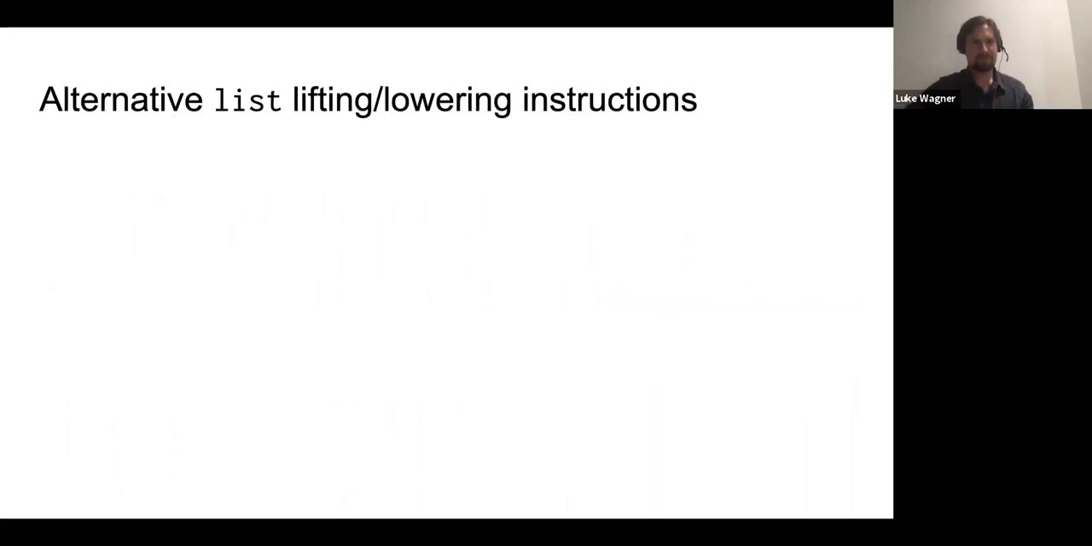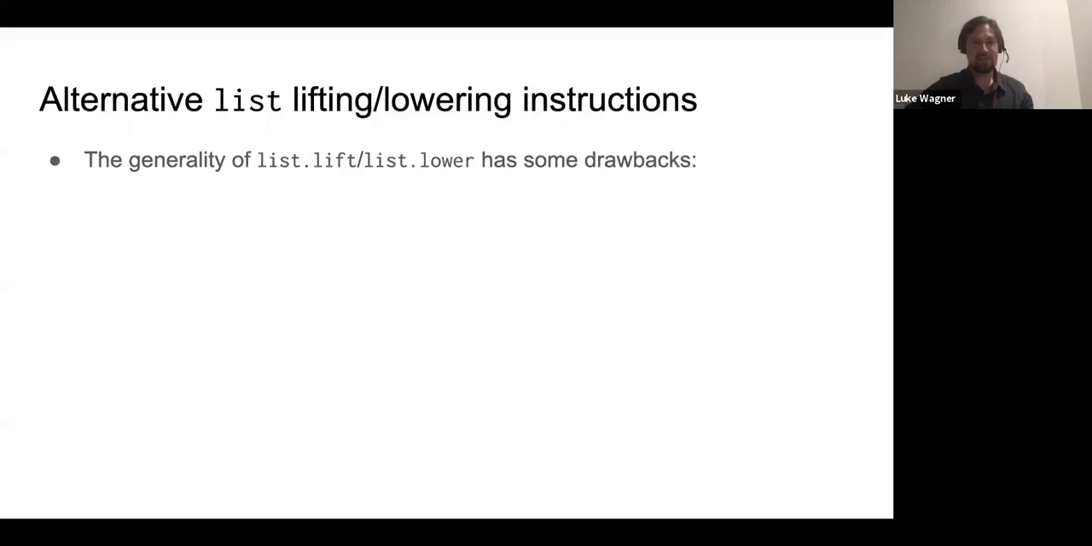All right, so we saw the generic list. The generality can capture a lot of stuff, but it has some drawbacks. First, the lowering code can't pre-allocate because it doesn't know the length ahead of time, and that's on purpose. If you want to lift an iterator, you don't know the length ahead of time.